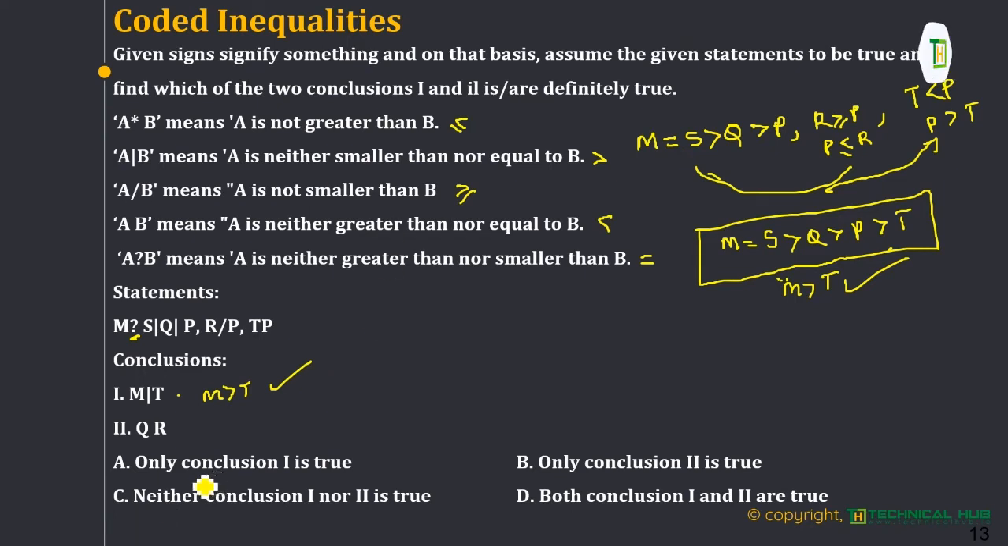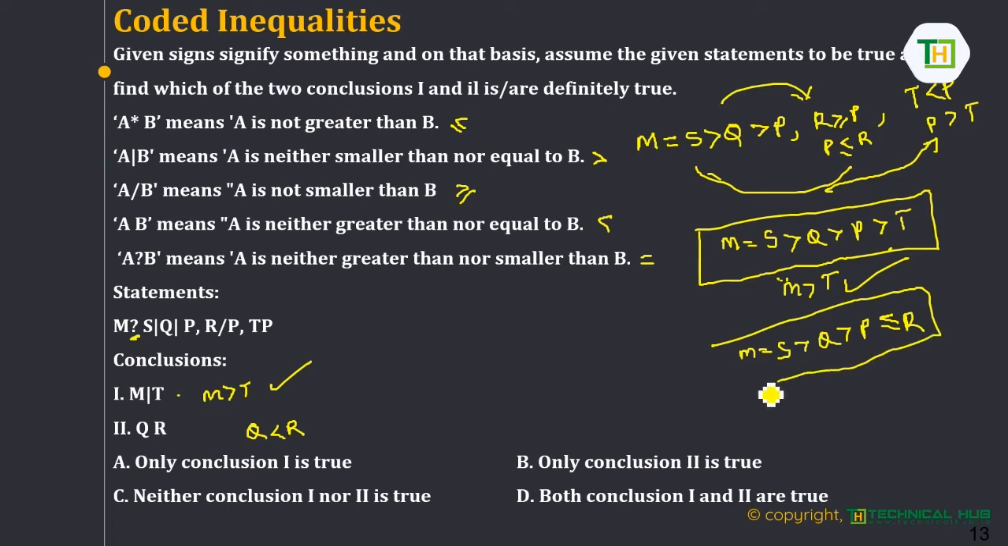Coming to the second one, QR. So Q less than R. Observe here, combining the first and second statements: M is equal to S greater than Q greater than P, and P less than or equals to R. This is the combined 1 and 2 statements.